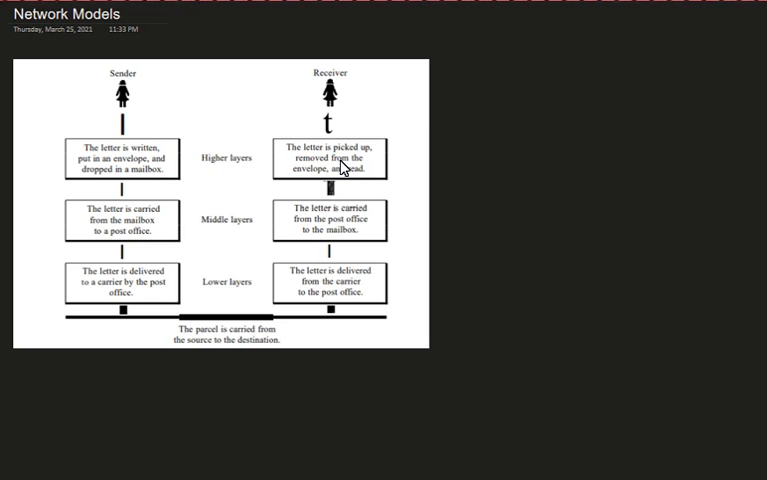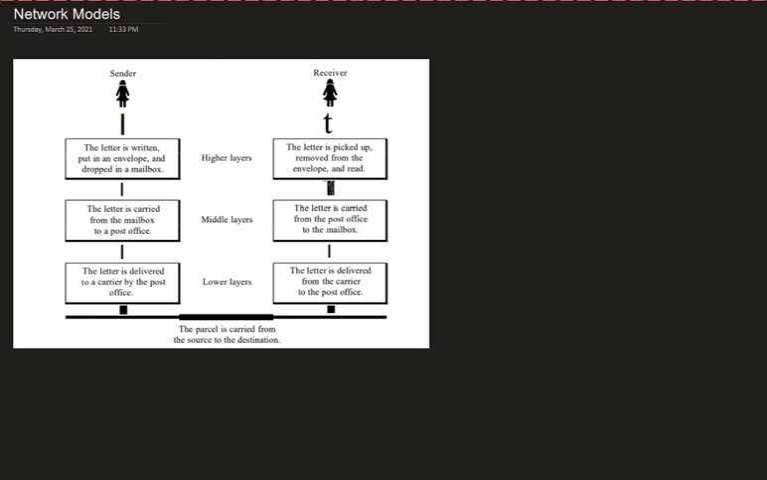At the higher layer, the receiver picks up the letter, opens the envelope, and reads it. So that's a simple representation of what is happening from the sender up to the receiver, wherein we have the hierarchy of functions in a certain representation of a network model.